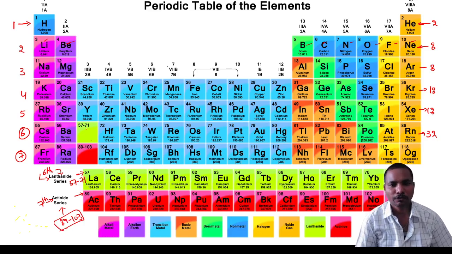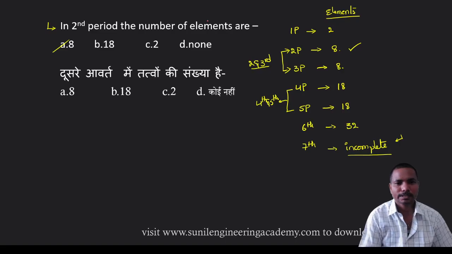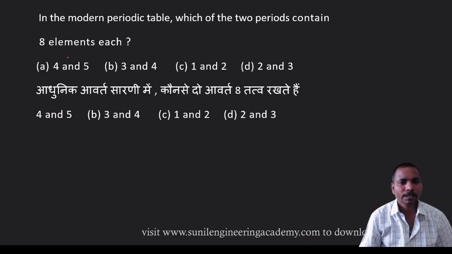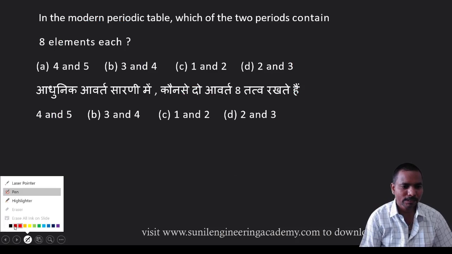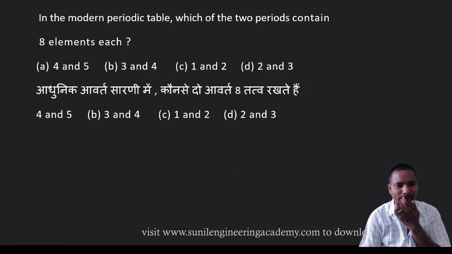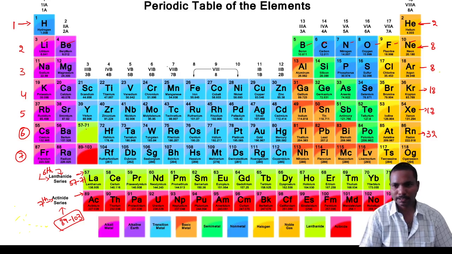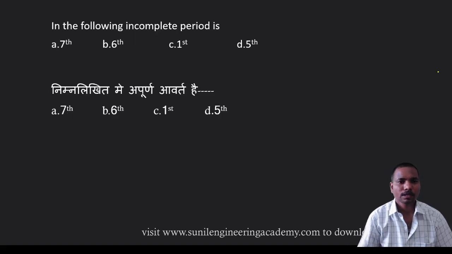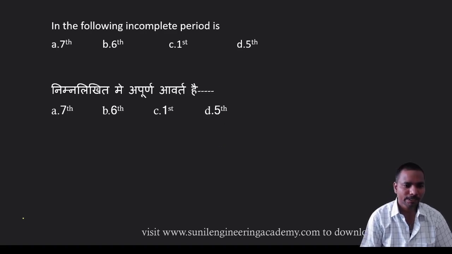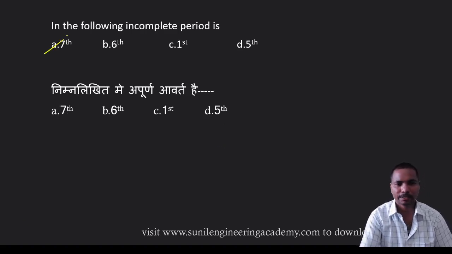Okay, so all of you getting? So in the second period we have 8 elements only. In the modern periodic table, which of the two periods contains 8 elements each? Just now we have discussed, the second and third. In which of the following is the period incomplete? The last period is said to be incomplete, the seventh period.